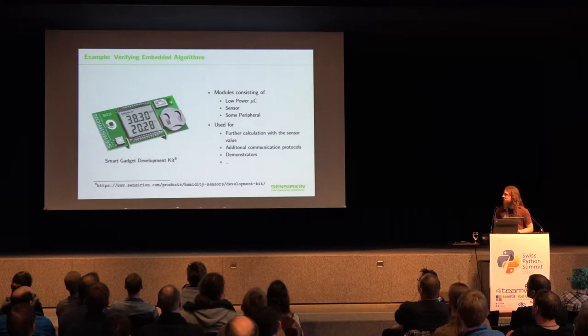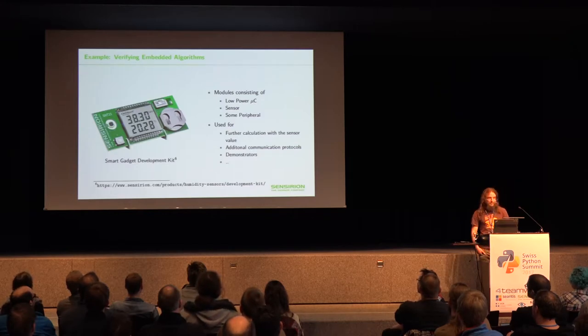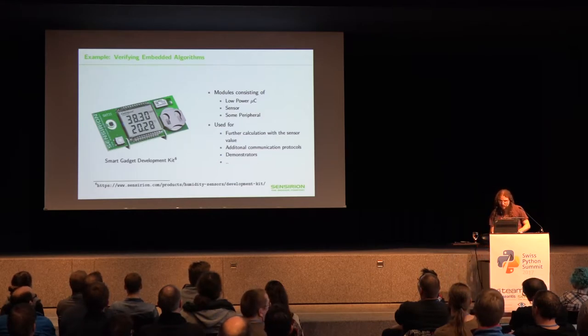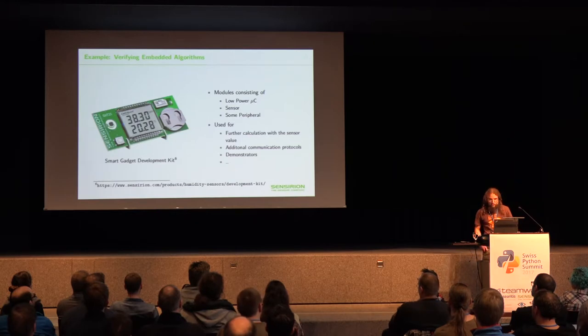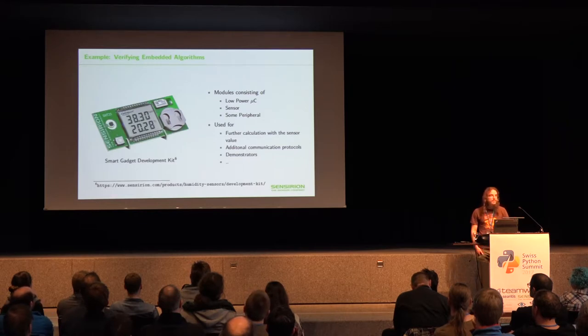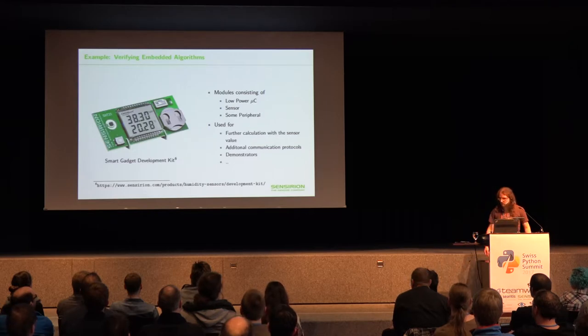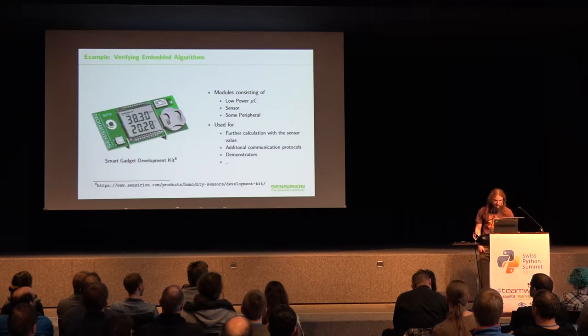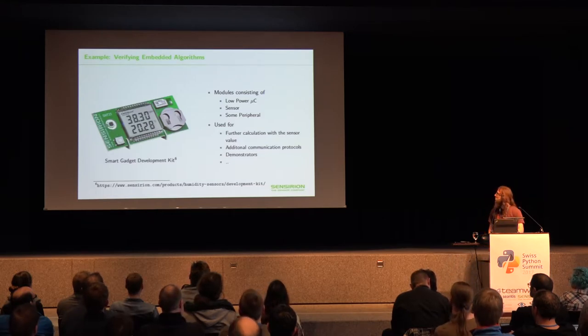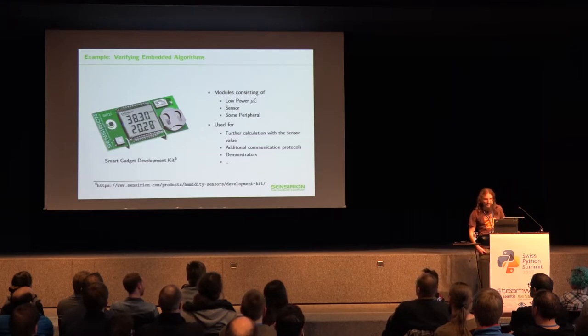Yeah, so another use case is we don't just produce our sensors, we also produce little modules. This is the Smart Gadget Development Kit. You can get one over there at the booth. Mostly it consists of a low-power microcontroller, some of our sensors, hopefully, and some other peripherals. So we use it to do further calculations with the sensor values and compensation for self-heating or whatever, and to support additional protocols like Bluetooth in this case, or just to have something you can show off to a customer, because just a little tiny sensor you see here, it's a bit boring just by itself.